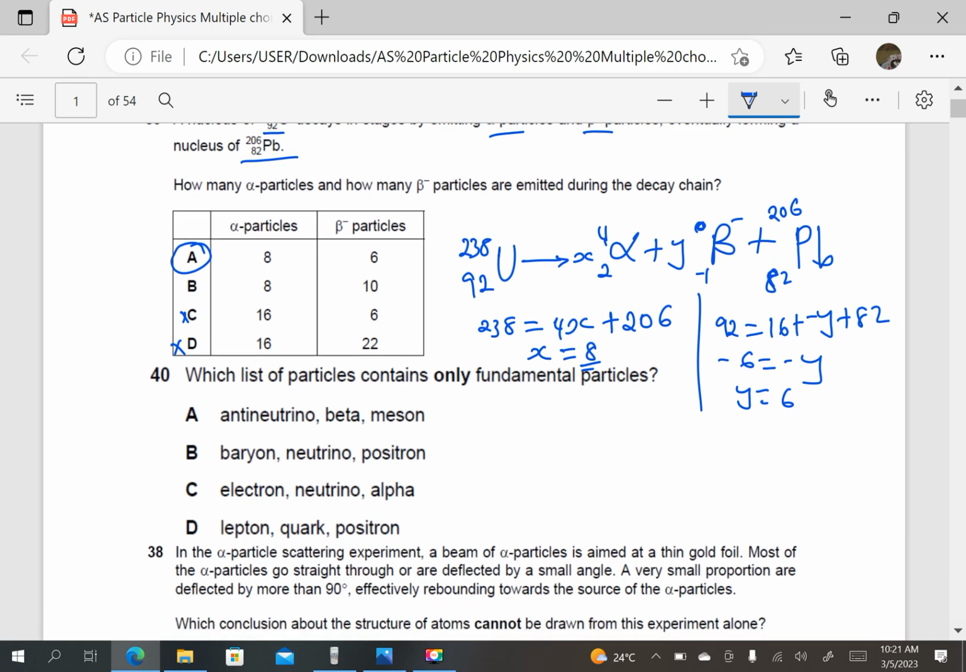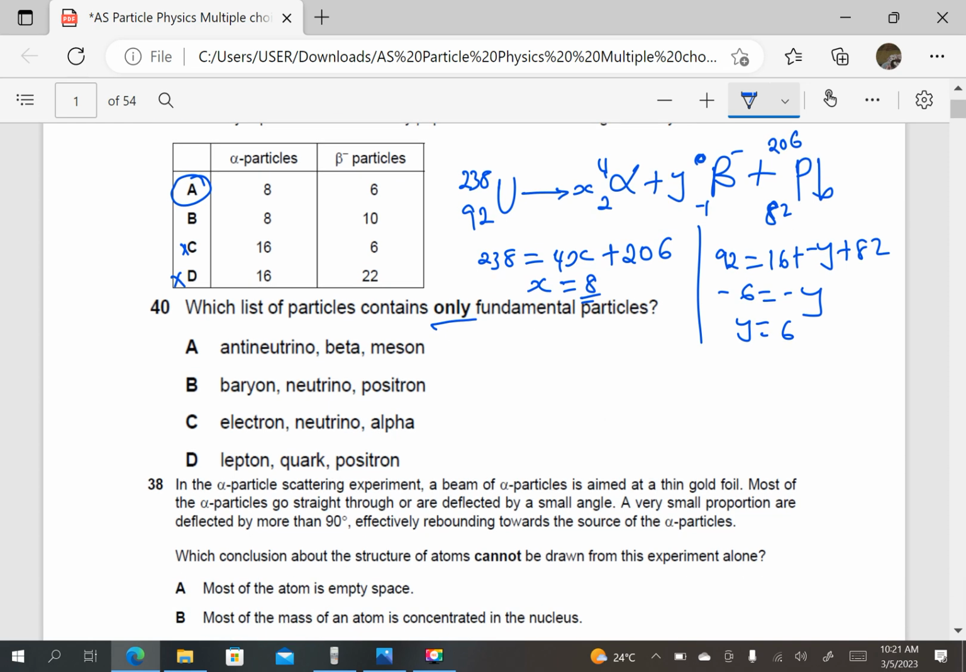Which list of particles contains only fundamental particles? Remember, fundamental particles are particles which cannot be broken down any simpler. These should not have any smaller particles within them. We can use the elimination method.